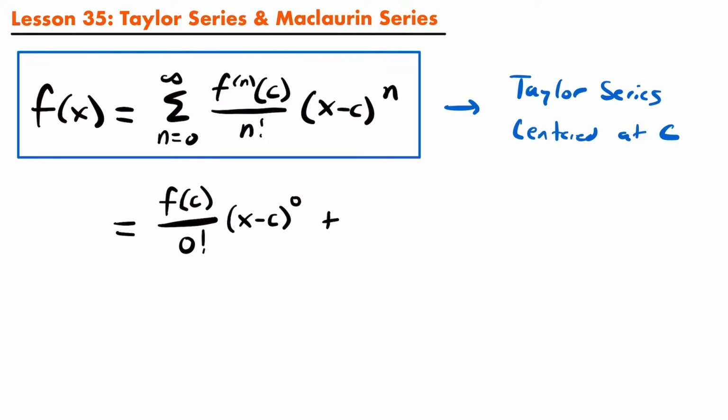Then we'll add that to our term when n equals 1. And so we would have the first derivative of c divided by 1 factorial, and that would be multiplied by x minus c to the first power. And then let's write one more term. We would have plus f double prime, that's when n equals 2.